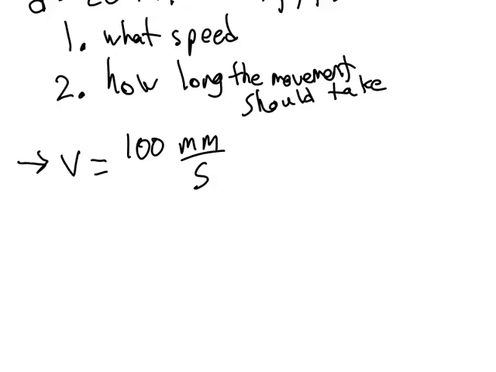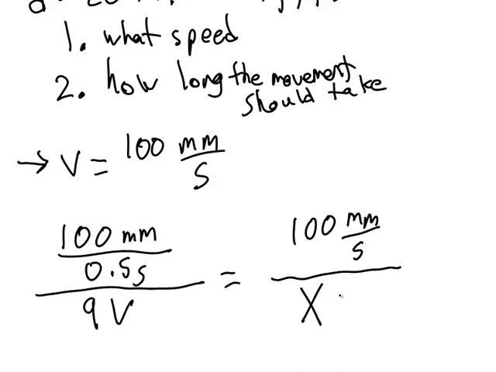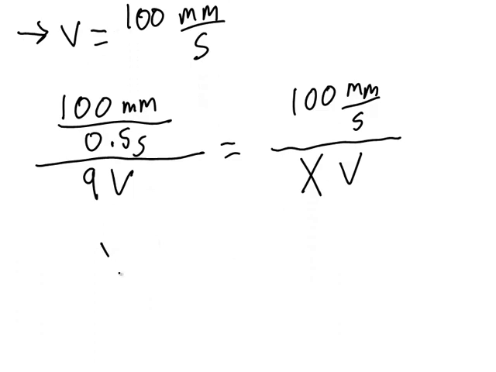I'm going to start by figuring out how many volts I should apply across the terminals. So I know that the speed is 100 millimeters per half second when I apply 9 volts. I want the speed to be 100 millimeters per 1 second at some X number of volts. And so I calculate that the voltage should be 4.5 volts.